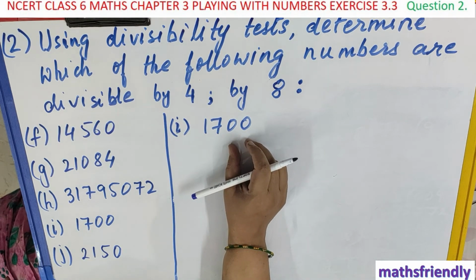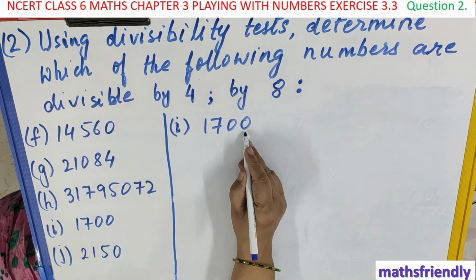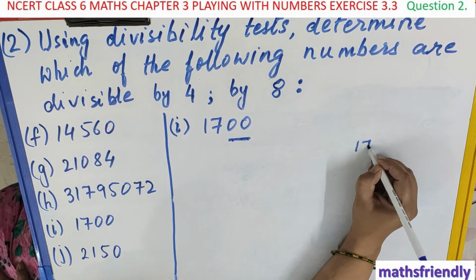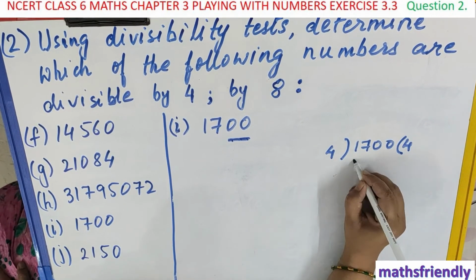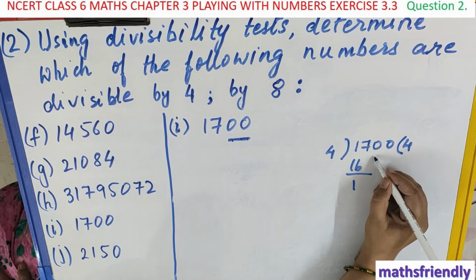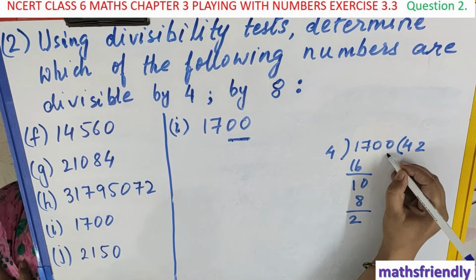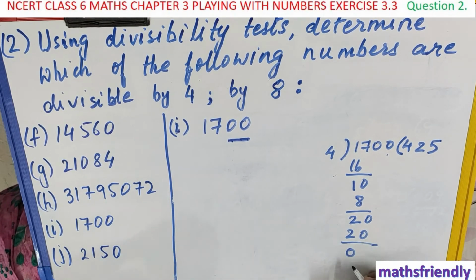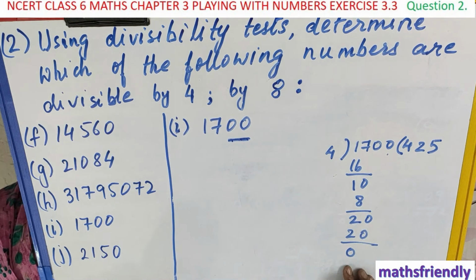Okay, it means this number is divisible by 4, because in the previous question in part C we have seen that if the last 2 digits are 0, the number is divisible by 4. Or I will show you by dividing it. 4 4s are 16, 1 remainder, this 0 will come down. 4 2s are 8, 2 remainder, this 0 will again come down, and 4 5s are 20, the remainder is 0. It means 1700 is completely divided by 4, because we get the remainder 0.